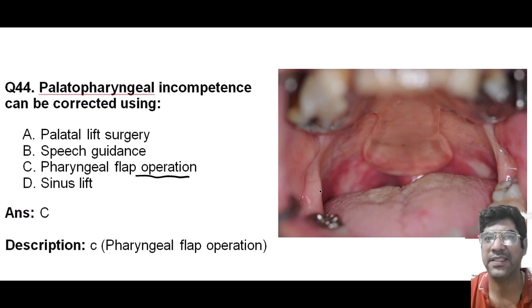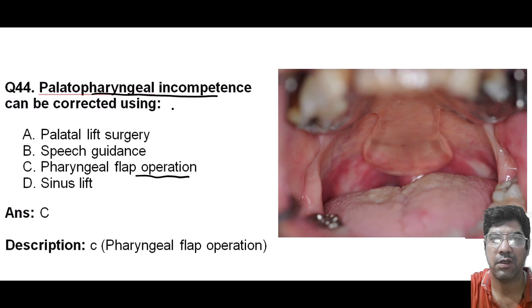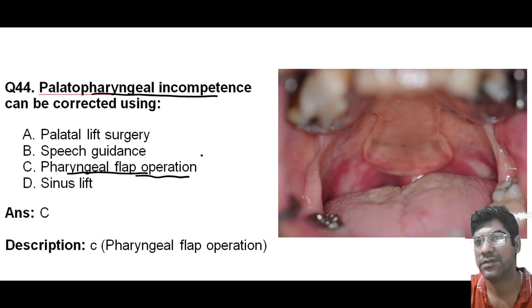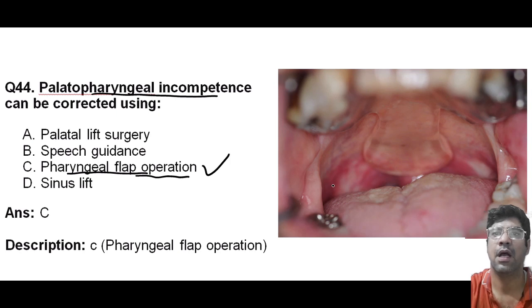So palatopharyngeal incompetency itself means that there is inability of the soft palate and pharynx to function properly during speech and swallowing. So correcting palatopharyngeal incompetency is important for improving the speech and swallowing function. So pharyngeal flap surgery may be given.